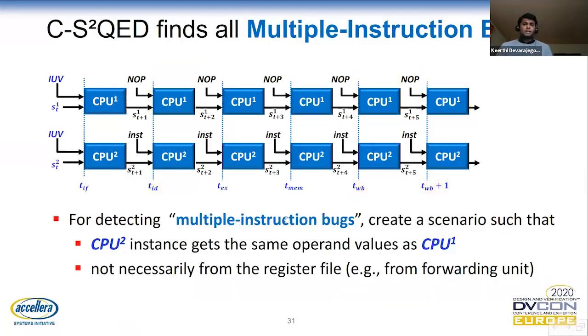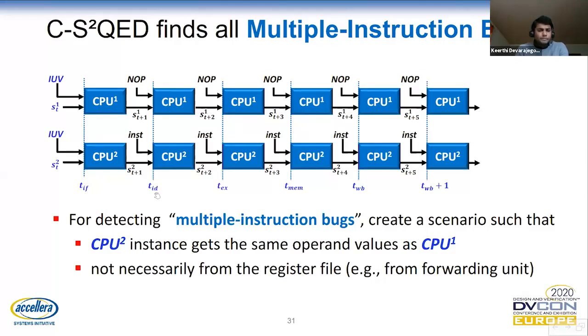Now let's see how we can find multiple instruction bugs. For the multiple instruction bugs, we have to consider both the instances. And again, I would like to remind that in case of both single instruction and multiple instruction bugs, the instruction under verification is the instruction that propagates the bug into a program visible register. And for the multiple instruction bug, additionally, there is also a program context. That means a sequence of instructions that were executed before that activates the bug.